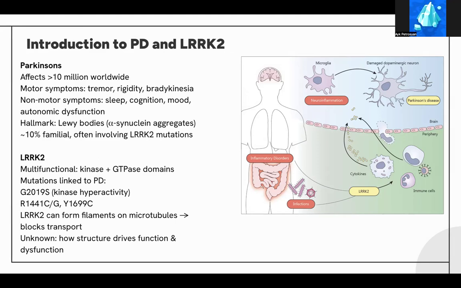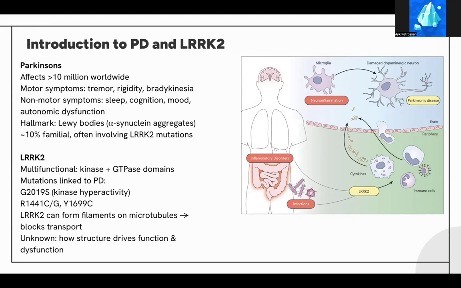While the majority of Parkinson's cases are sporadic, about 10% are familial, caused by mutations in specific genes. One of the most commonly mutated genes in familial Parkinson's is LRRK2. LRRK2 is a very large multifunctional protein. It contains both kinase and GTPase domains, which is somewhat unusual. These domains allow it to carry out enzymatic functions that are tightly regulated in space and time within the cell.